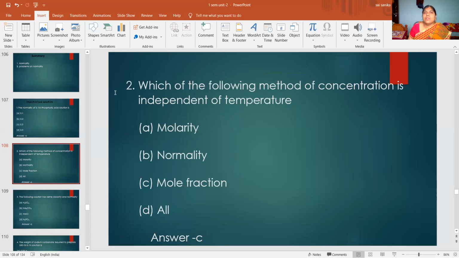Next question. Which of the following methods of concentration is independent of temperature? Here A molarity, B normality, C mole fraction, D all. We studied molarity and normality. These two are not independent of temperature; they are dependent on temperature. So the answer is C. Mole fraction is independent of temperature.